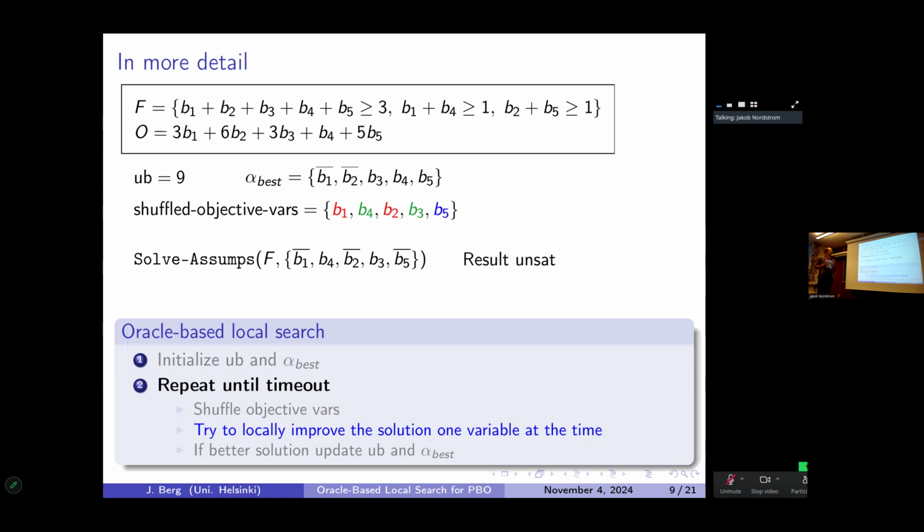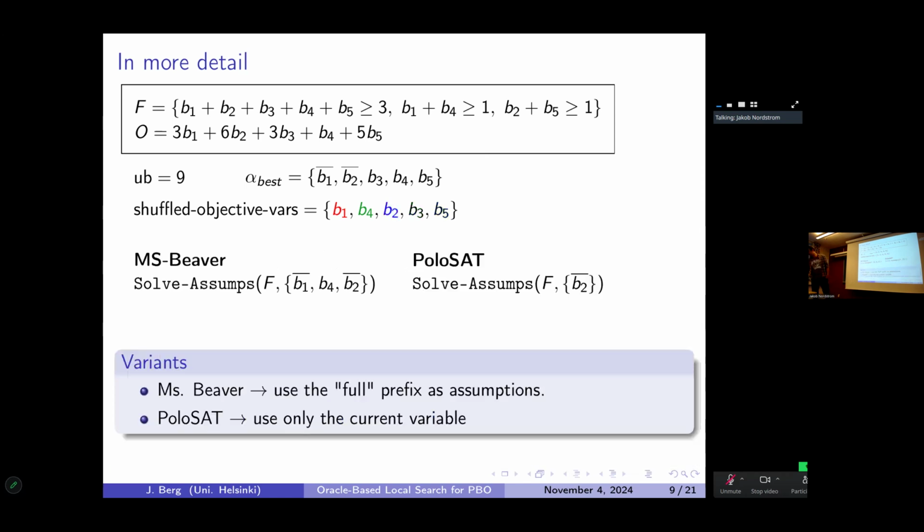And actually, after publishing this paper, we've been talking a bit with Alexander as well, and we learned that there are two different ways that he does this in MaxSAT. What I just described is the so-called Mrs. Beaver algorithm, where the assumptions are the prefix of whatever ordering you're trying. Then there's the second algorithm that he calls Polo-SAT, where you're just trying the latest one and always only have one assumption. So the intuition is you have more freedom to give to your solver.